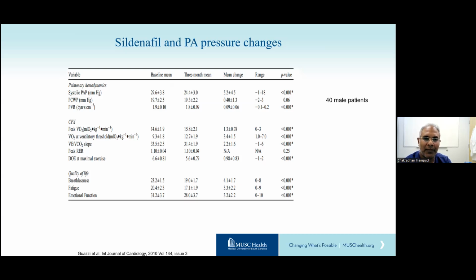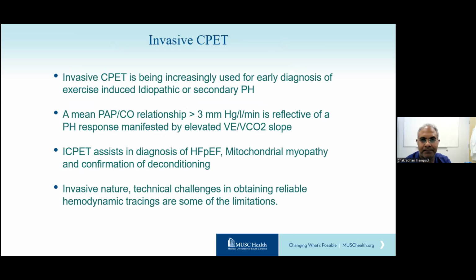More importantly, it will help us to understand that cardiopulmonary exercise testing can also be used as a test to understand the prognostic changes that happen for patients. One other keynote to understand here is that the VE/VCO2 slope has also decreased from 33.5 to 31.4 for patients at 3 months on sildenafil.